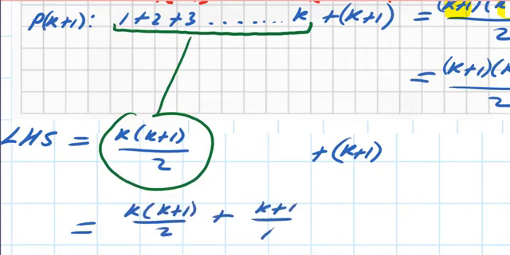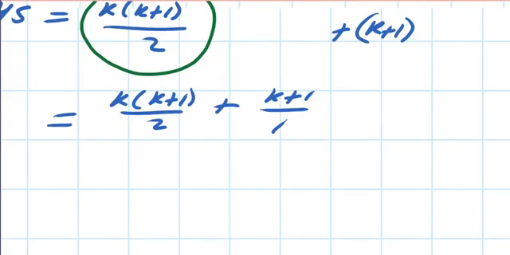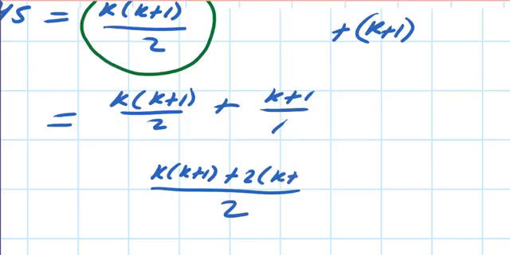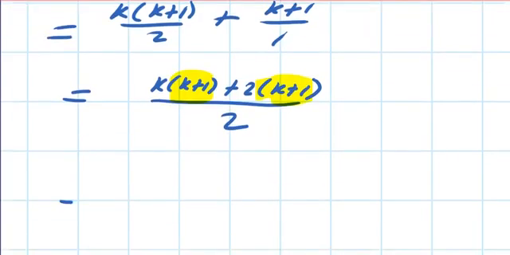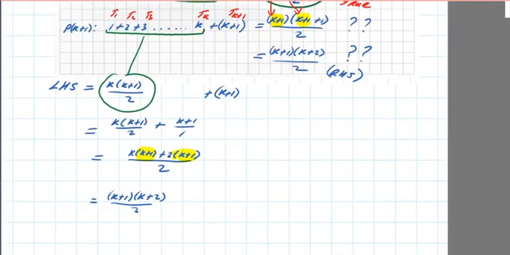Put that over 1 maybe, and get a common denominator of two fractions. 2 is the common denominator. That's k into k plus 1. 1 into 2 goes 2 times, so it's plus 2 into k plus 1. Now we can take out the common factor. There's a k plus 1 on both terms there. Take that out outside the bracket, and you have now got k plus 1 times k plus 2 over 2, which is the right-hand side.